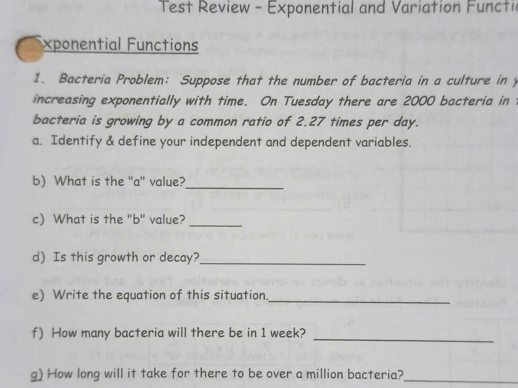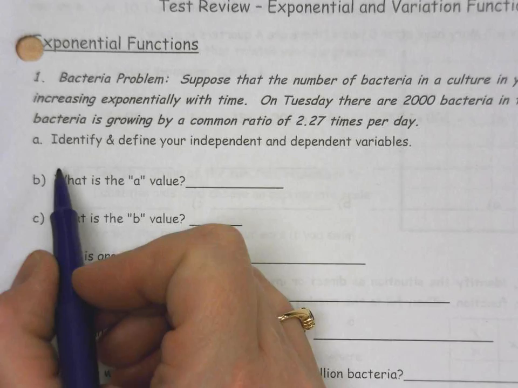Suppose that the number of bacteria in a culture in your biology lab is increasing exponentially with time. On Tuesday, there are 2,000 bacteria in the culture, and the bacteria is growing by a common ratio of 2.27 times per day. Part A says to identify and define your independent and dependent variables.